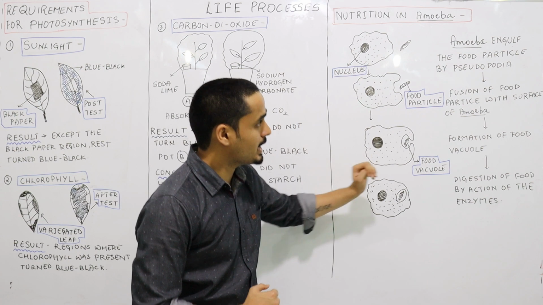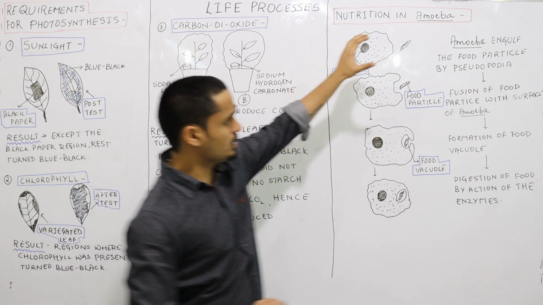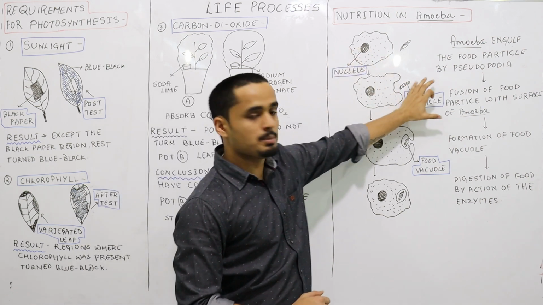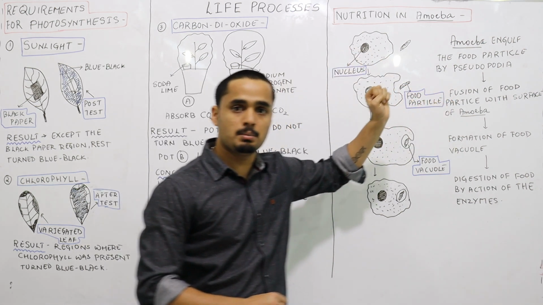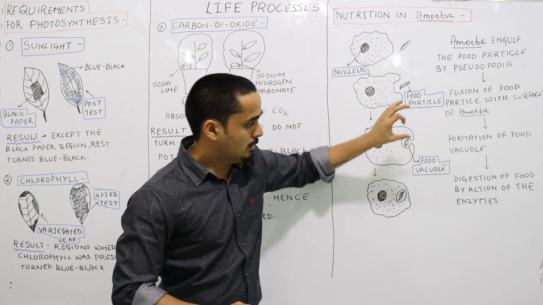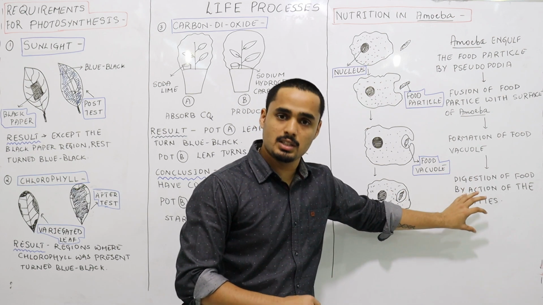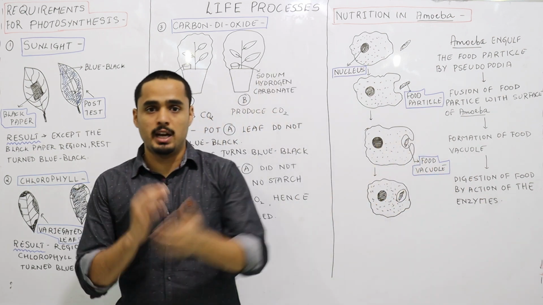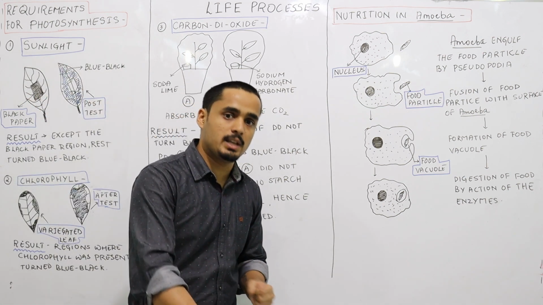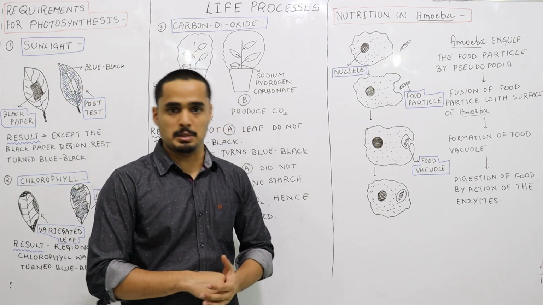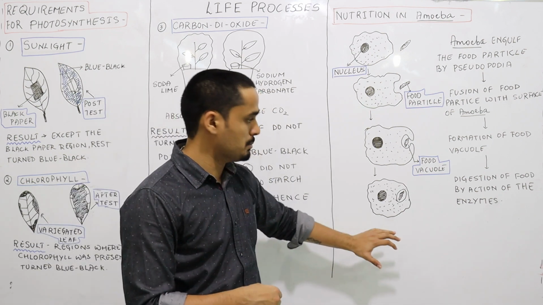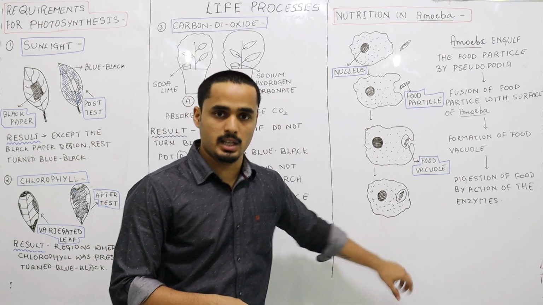I'll just repeat this part again. What is happening? The amoeba is engulfing the food with the help of pseudopodia. The food comes in contact with the surface of the amoeba, and then formation of a food vacuole takes place. The food vacuole contains certain digestive enzymes which bring about the breakdown of the food, and thus the food is broken down to simpler compounds, which are then absorbed by the amoeba. So this is how nutrition in a lower organism, to be more specific, in amoeba, takes place.